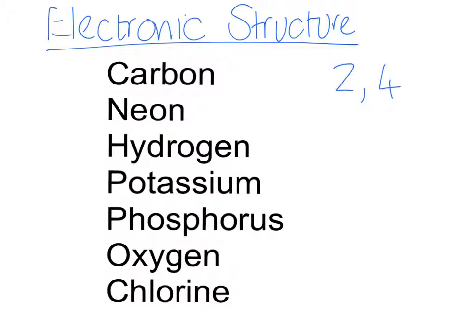So have a go at drawing the electronic structure of carbon, neon, hydrogen, potassium, phosphorus, oxygen and chlorine. For your exam, you only need to be able to draw the first 20 elements. So that's everything from hydrogen to calcium, and that's the biggest atom that you'll have to draw is calcium. So have a go at practicing these ones now. And pause this video while you do that.